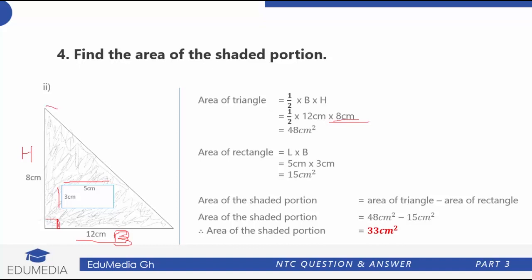Now to get the area of the shaded portion, all we need to do is take the area of the triangle and subtract the area of the rectangle from it. So we have the area of the triangle as 48 centimeters squared, minus the area of the rectangle, which is 15 centimeters squared, and then our answer is 33 centimeters squared. This is our answer here.